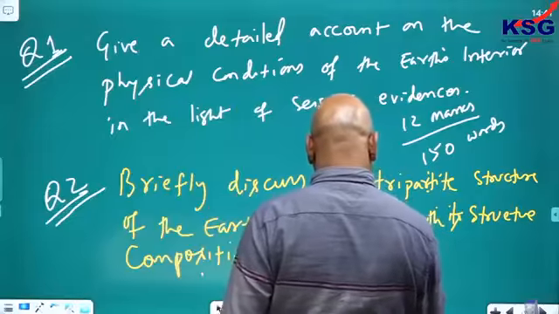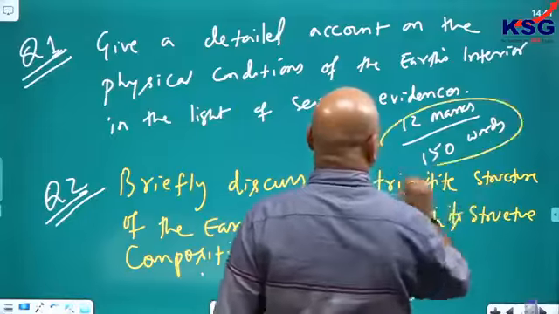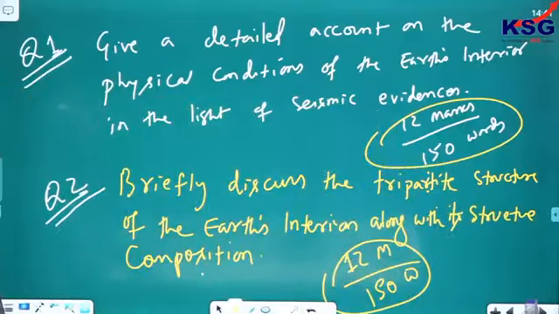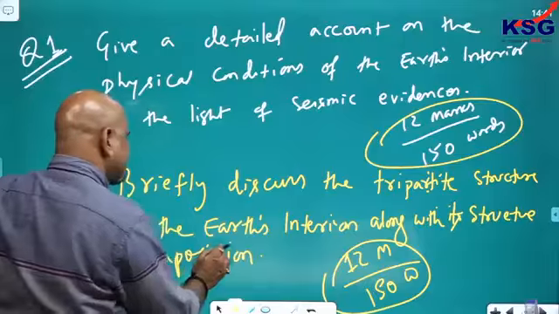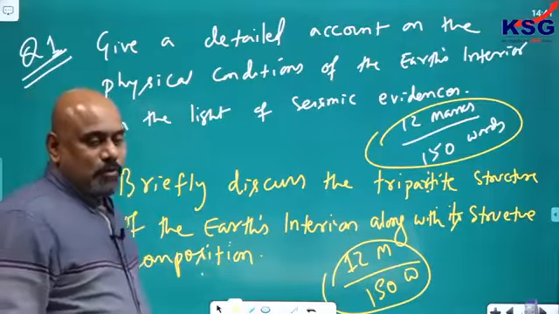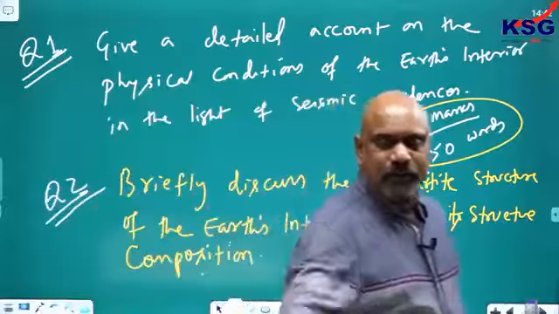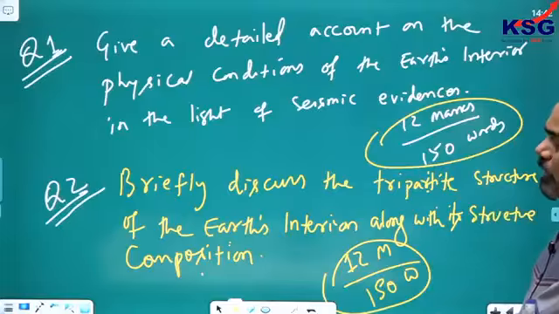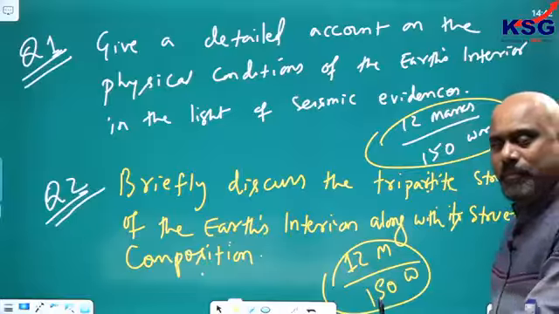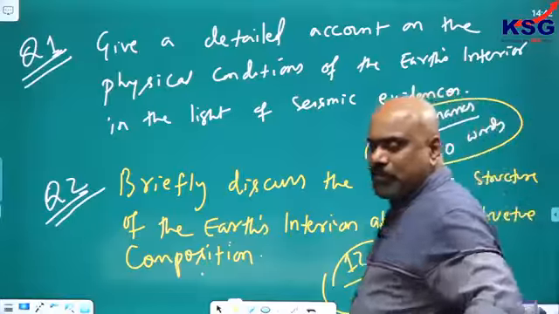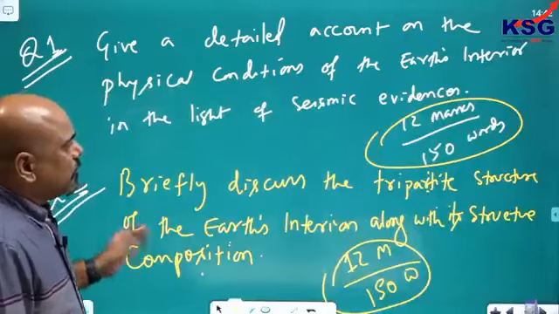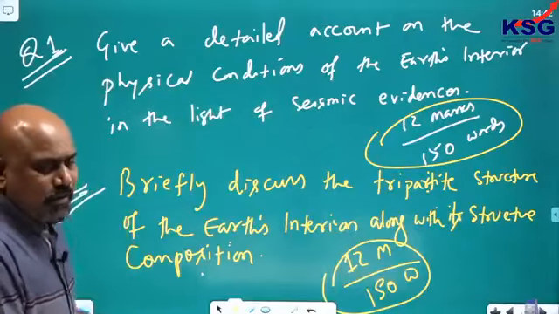We are not getting this type of question nowadays, but this first one is important, and the second one too. Briefly discuss the tripartite structure of the Earth's interior along with its structure and composition. So we need to see these things. Try to write this and upload it in the portal for evaluation. You will get the evaluated copies showing what is wrong and what the problem is. At least write one question.